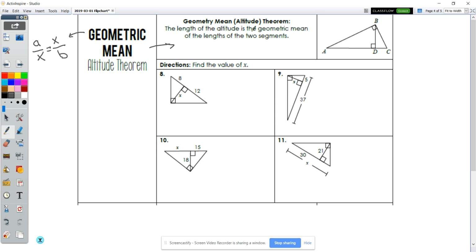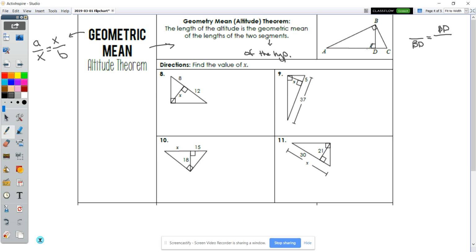It says the altitude is the geometric mean. So the altitude, wherever the altitude is, in this case it's this segment BD. So BD is the geometric mean of the lengths of the two segments, right? So if x is the geometric mean of A and B, the altitude is the geometric mean of the two segments, and it's the segments of the hypotenuse that it's referring to.